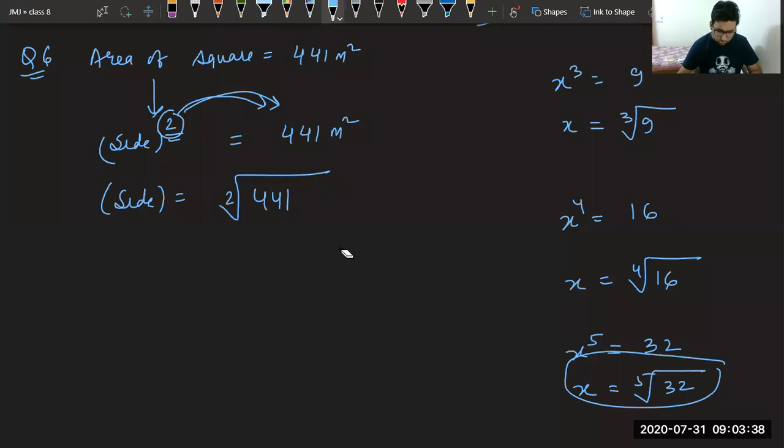Sir, we have to do root 4 and 5 also? No beta, not in your course, but you can try. It is very easy. We have done it earlier also.